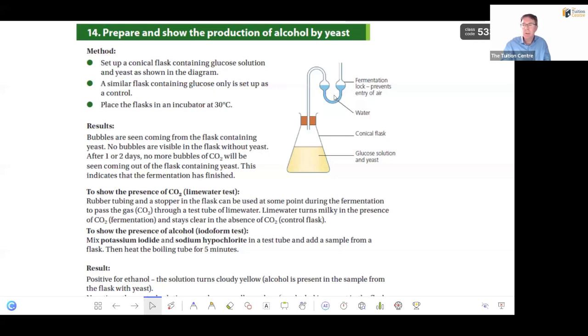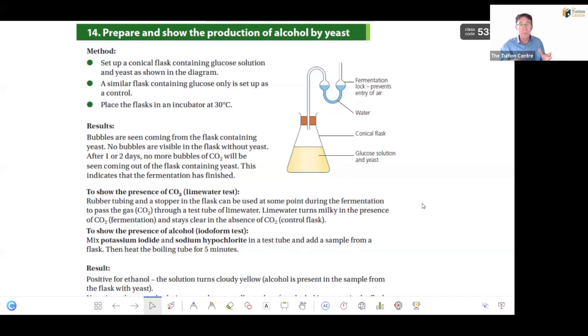This fermentation lock. So, a couple of things here. You want to make sure that your glucose solution is sterile to begin with. Your control is going to be glucose only, no yeast. You need to have sterile conical flasks. How do you sterilize them? You can use sterilizing fluid, like Milton's, for sterilizing babies' bottles and that kind of thing. So you sterilize the flasks, you sterilize the fermentation lock, sterilize the stopper.